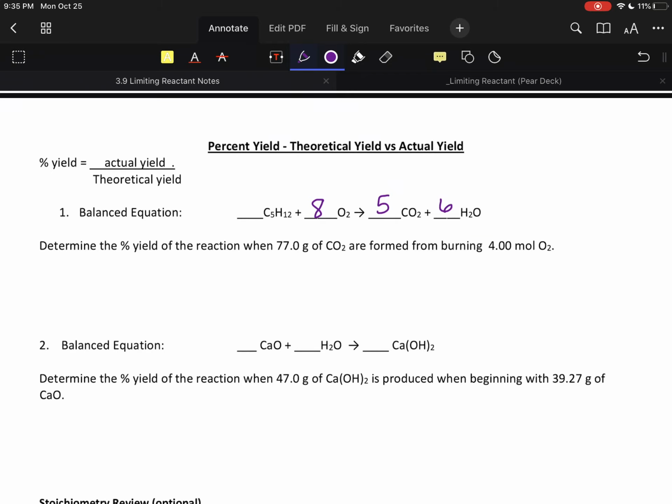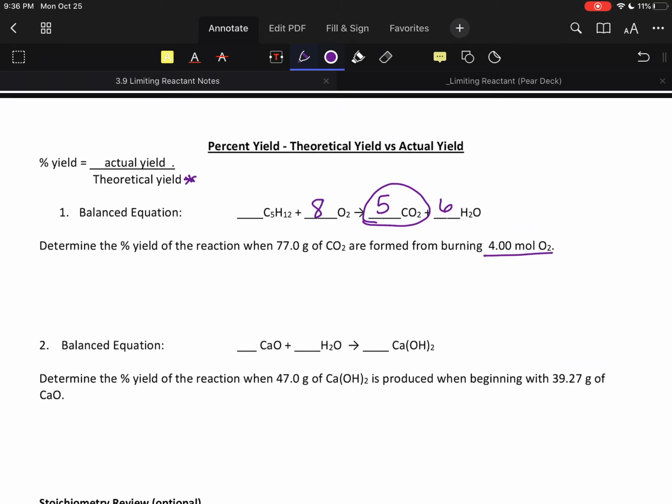Okay, so it says determine the percent yield when 77 grams of carbon dioxide are formed from burning 4 moles of O2. So what this is saying is that in the lab, this is what was done. I made 77 grams of carbon dioxide. That's what I produced by burning 4 moles of oxygen, okay? So now what we're going to do is we're going to actually calculate our theoretical yield, okay?